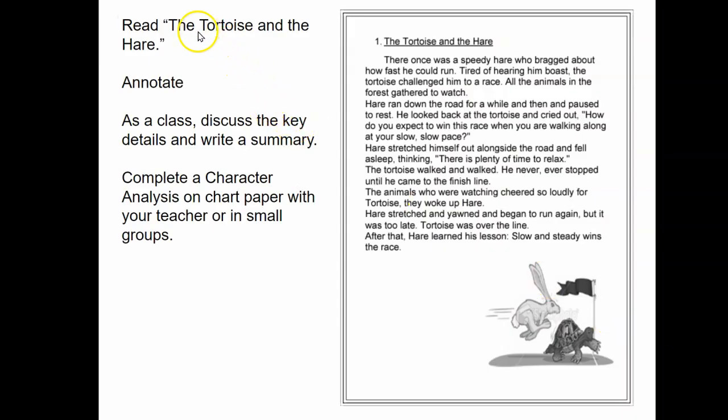So we're going to read The Tortoise and the Hare, and then we're going to annotate: underline, maybe number paragraphs, circle words that are key words or key phrases. If there's a question about anything, we might put a question mark next to it and write our question. And then as a class, we're going to discuss the key details and write a summary. First, we're going to complete a character analysis on chart paper.